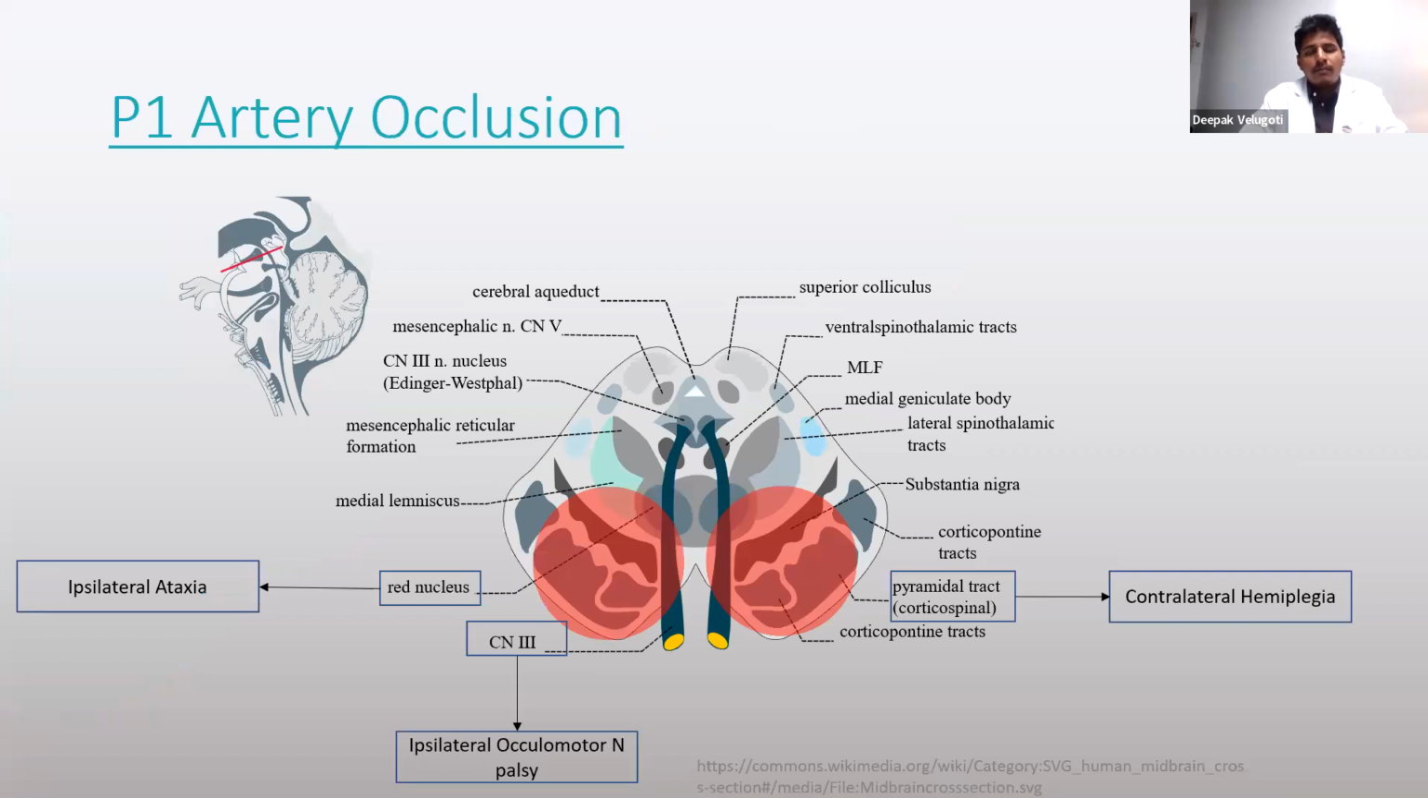P1 gives interpeduncular branches that supply the medial area of the midbrain. When it gets infarcted, the patient develops infarction over the corticospinal tracts, corticopontine tracts, red nucleus, and the oculomotor nerve exiting the midbrain. So the patient develops contralateral hemiplegia, ipsilateral oculomotor nerve palsy, and ipsilateral ataxia.